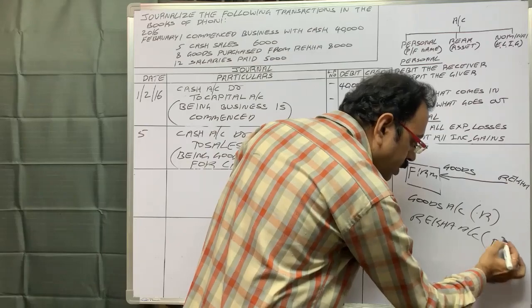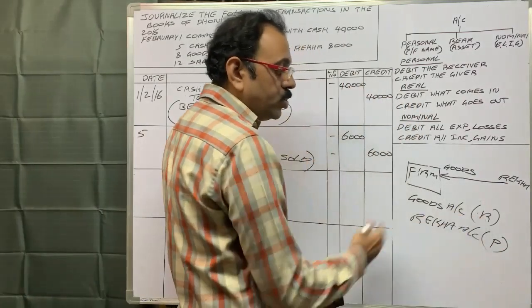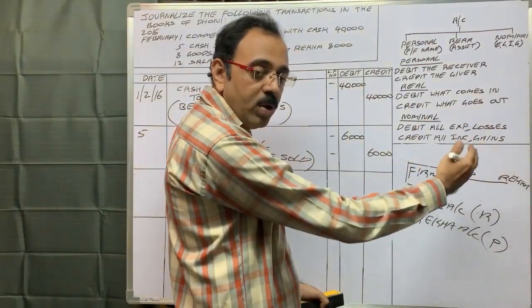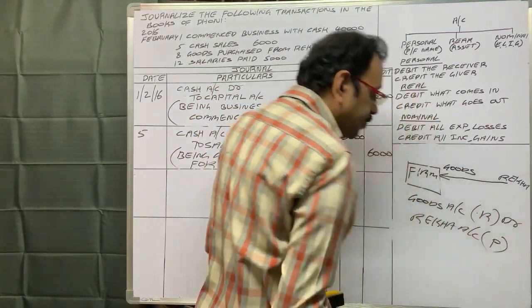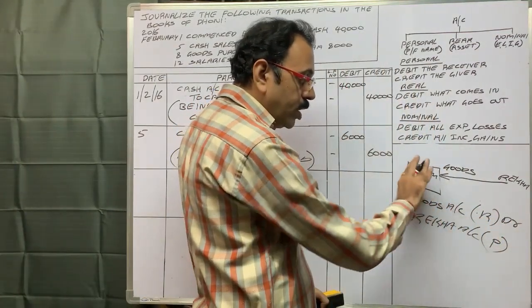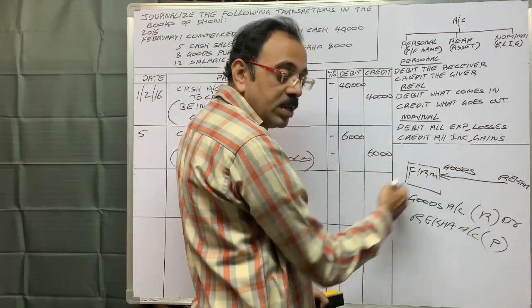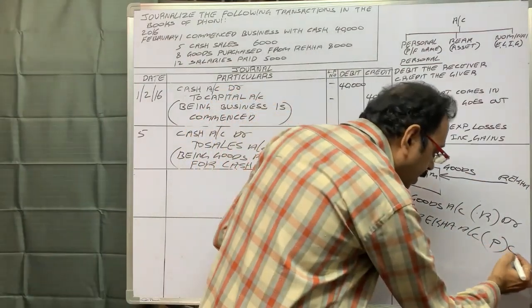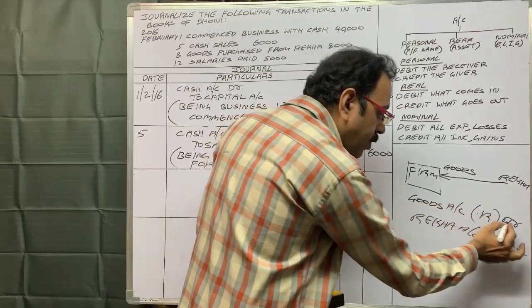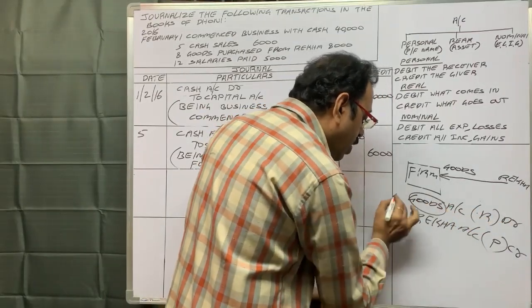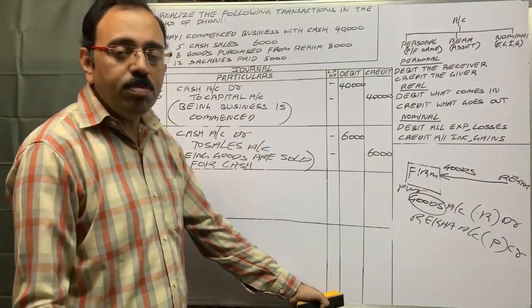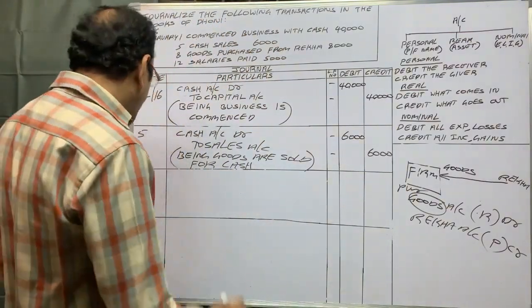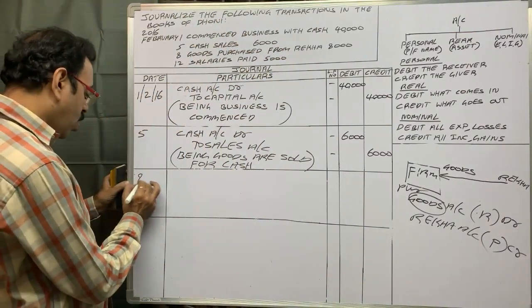Asset, so real account. Person, so personal account. Real account rule, debit what comes in, credit what goes out. Goods are coming now, debit. Personal account rule, debit the receiver, credit the giver. She is a giver, credit it. When goods come in debit, instead of goods what to write? This is purchase transaction, no. So write down purchases.